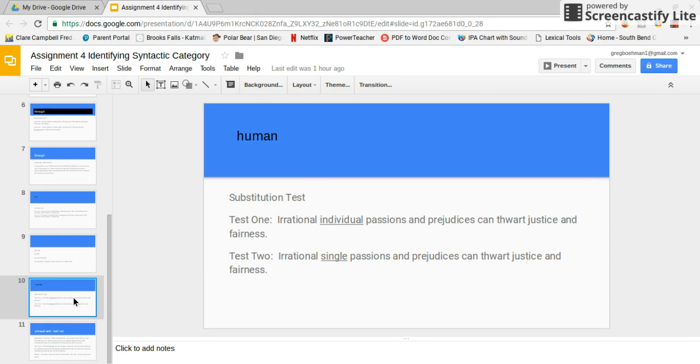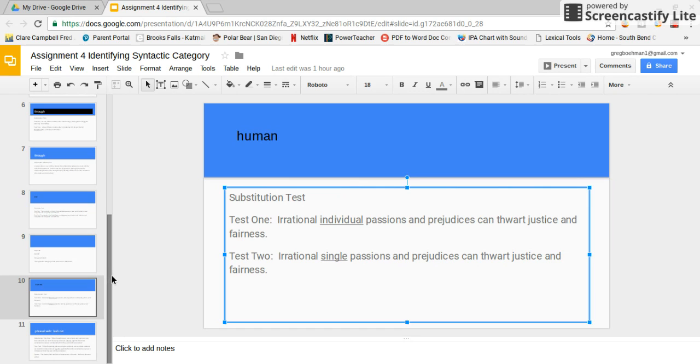I'll go back to my last word I chose, human. I used the tool of analysis, the substitution test. I believe the word human in this context is an adjective. So I chose 2 adjectives that mean about the same thing as human, substituted them in the sentence, and they do indeed make sense, proving that human is an adjective.